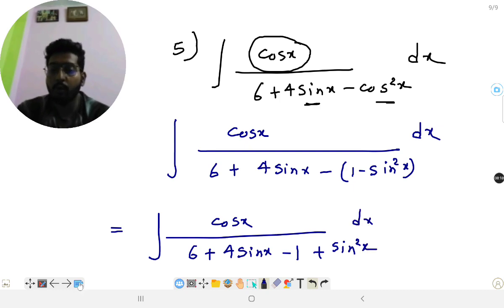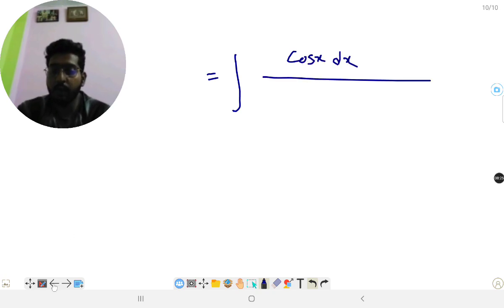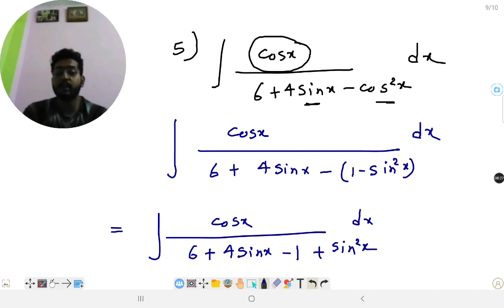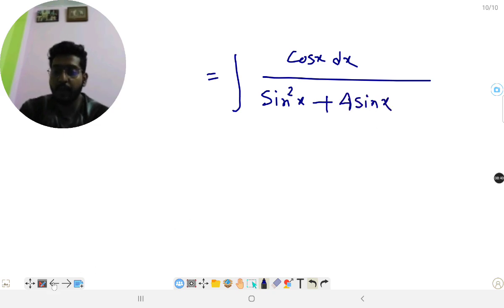So that will be cos x dx divided by, now look at the denominator here. You can see this is sin square x plus 4 sin x, and that one is 6 minus 1, that means 5, so that is 5.